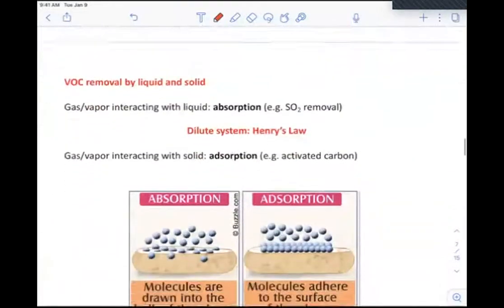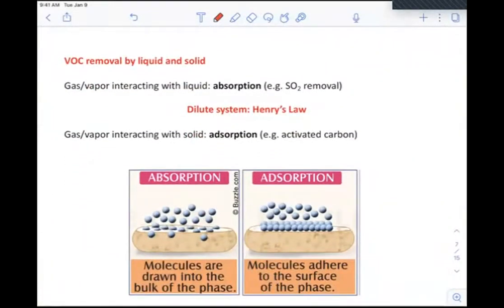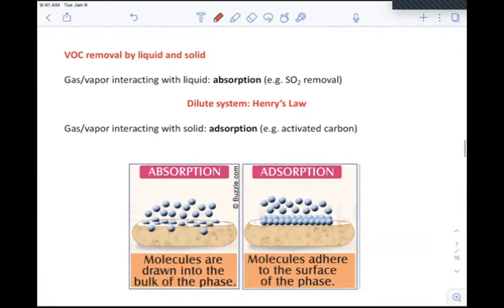So there are actually a series of other active control methods to remove the VOC. You can remove them by liquid, you can remove them by solid. If you're using these more active methods to remove the VOC, then there are generally two processes involved. One is called absorption, and the other is called adsorption. You can see the major difference here. But what really happens is how we're removing these VOCs.